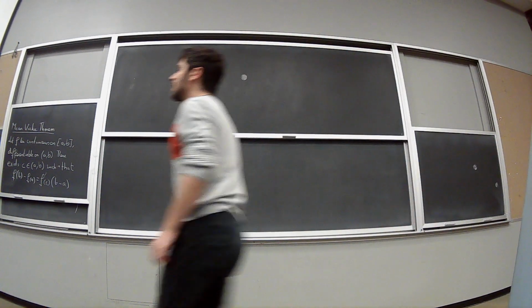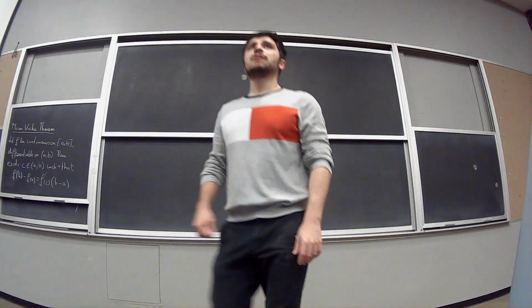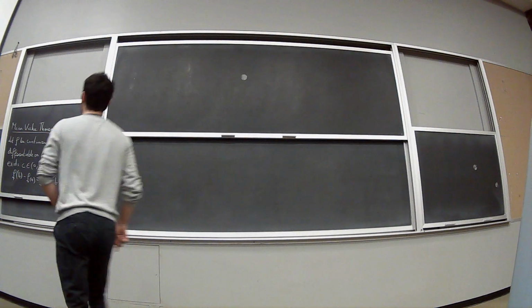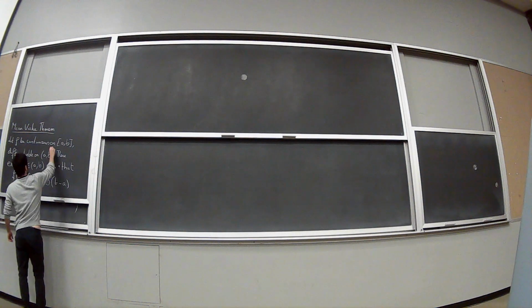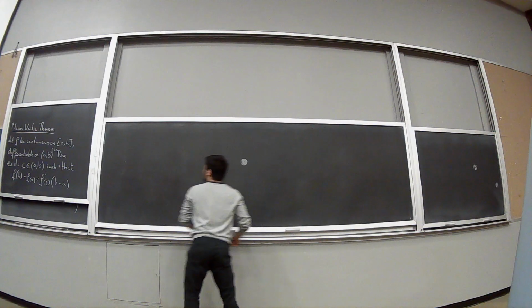So let's get started. Last time we have seen the mean value theorem, which states that if f is continuous on [a, b] and differentiable on the open interval (a, b), then there exists c in the open interval such that f(b) minus f(a) is equal to f prime of c times (b minus a). And we have seen nice applications. One of the applications that we have seen is bounding functions.